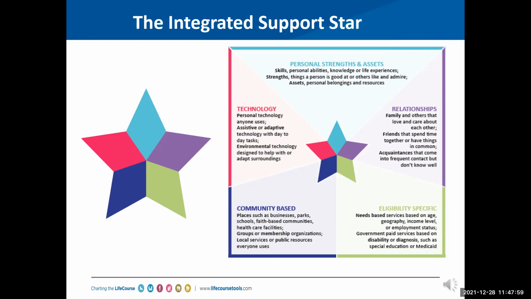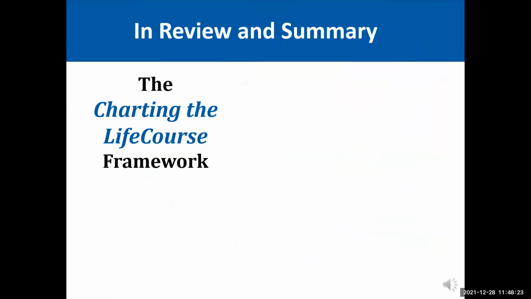We often put all of our eggs in that basket of eligibility specific supports or relationship based supports. And we really need to think more broadly about where supports and assistance can come from for the person so they can achieve what it is that they want and need. So the integrated support star helps us think more broadly about that.